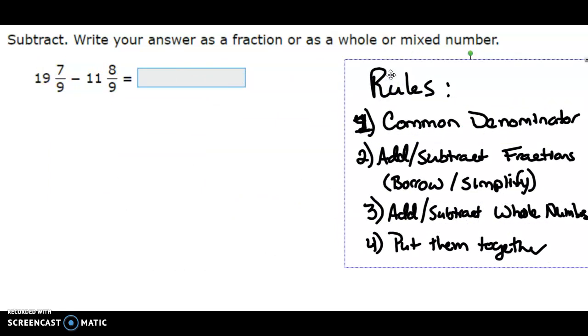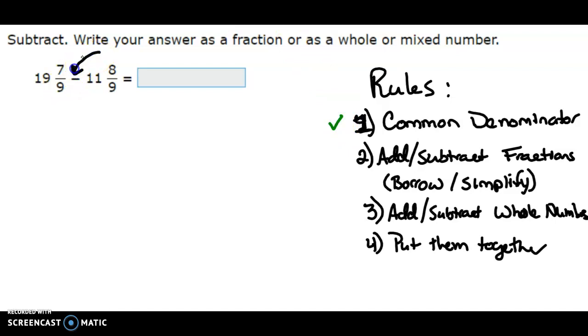Question 2. We have 19 and 7/9 minus 11 and 8/9. Common denominator, check. Add or subtract our fractions. Now, because this is subtraction right here, we're going to be subtracting our fractions. So we're going to do 7/9 minus 8/9. Now, I know we've been working a lot with positive and negative numbers, and you know that you can do 7/9 minus 8/9, and it's negative 1/9, but that's not what we're going to do here.